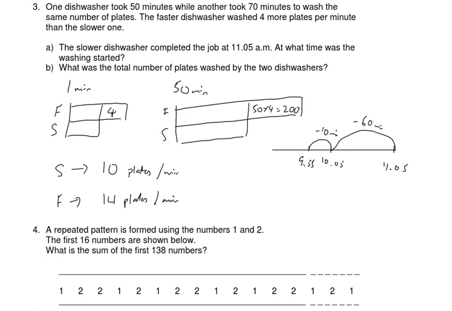Right? Then part B. What was the total number of plates washed by the two dishwashers? Since you know that the faster one washed 14 plates per minute, altogether it washes 50 minutes, right? So 14 times 50. But because they wash equal number of plates, I just need to times 2, right? So it's 1,400 plates. Okay, this is for part B. This is for part A. Remember to write your units. AM. This is for part A.